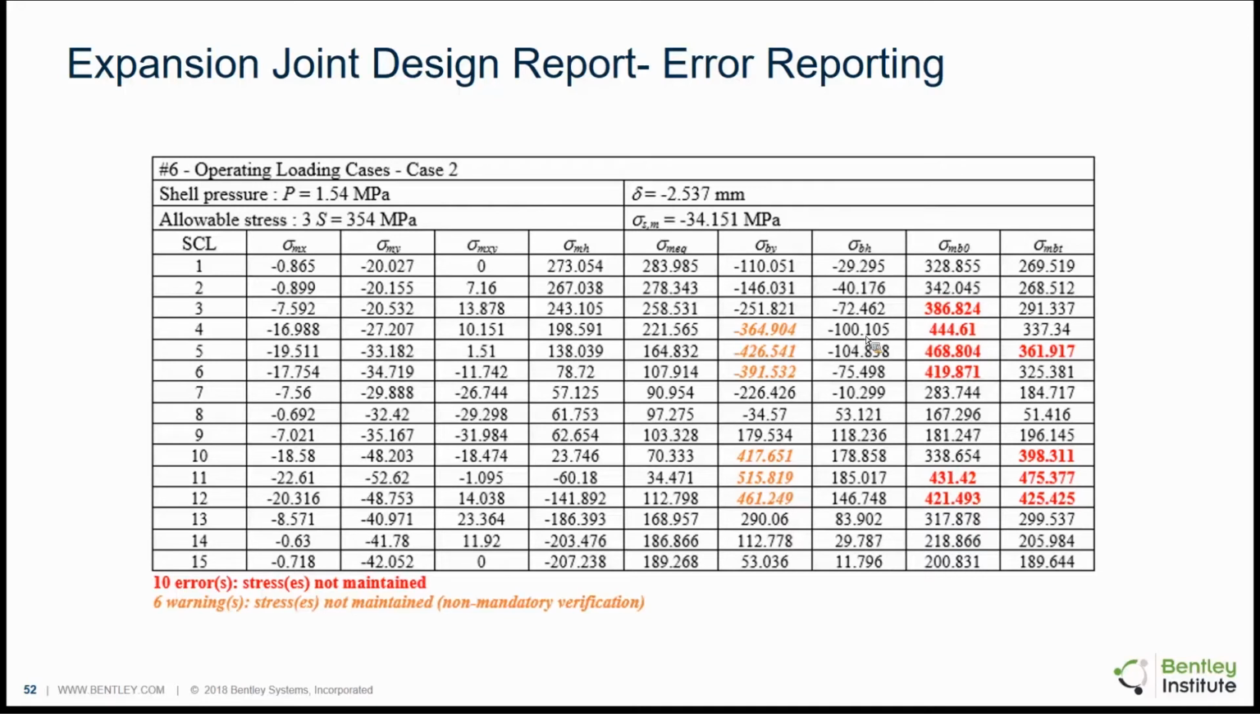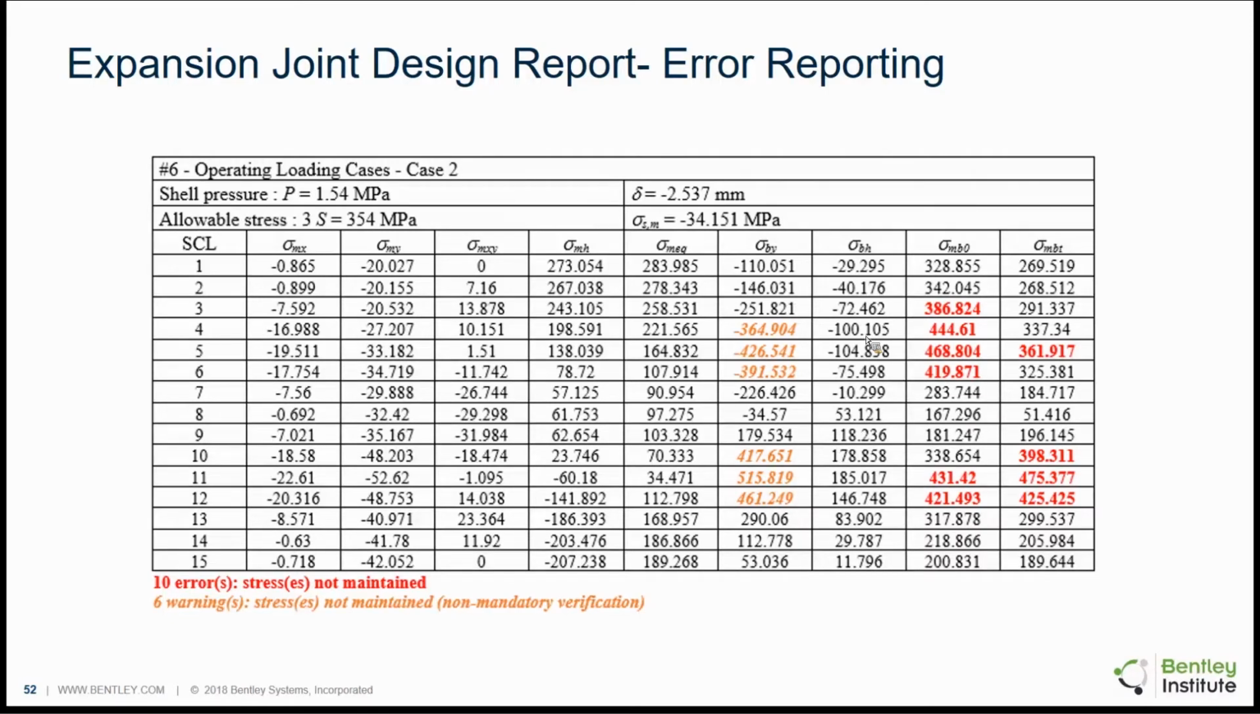So the membrane plus bending are checked at two locations, the inner surface and the outer surface. So sigma MB0 inner surface and sigma MBT outer surface. So those two columns, you see there is overstress, and since this is an operating load case, 3 times S is 354 megapascal, but still it's failing. So we have to do something about it.